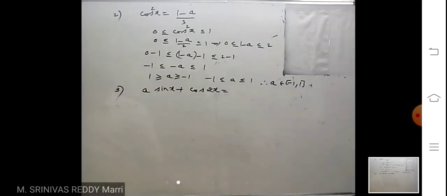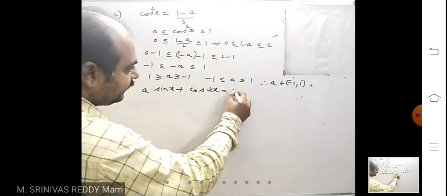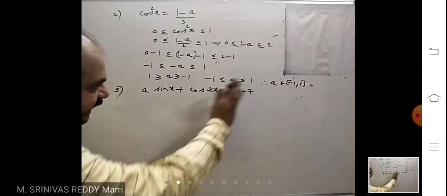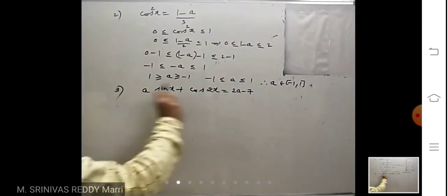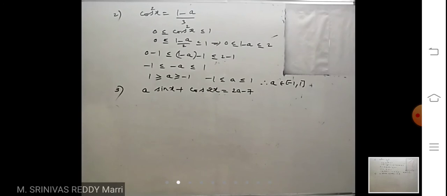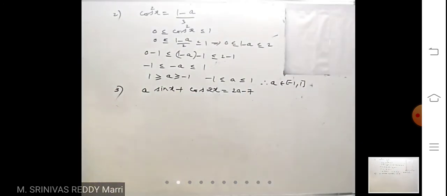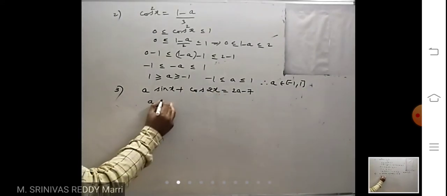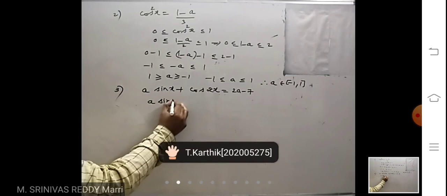Cos 2x equals 2a minus 7. Look at one problem. You have to find values of a such that this equation will have a solution. Now, we will form a quadratic equation in sin x, because you can write this as 1 minus 2 sin square x.